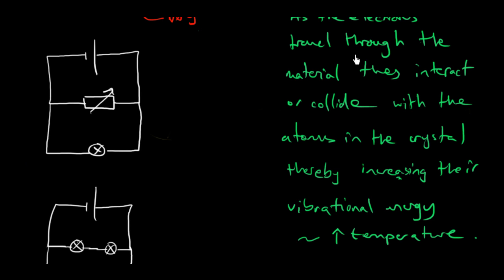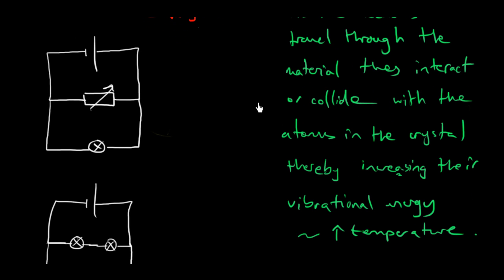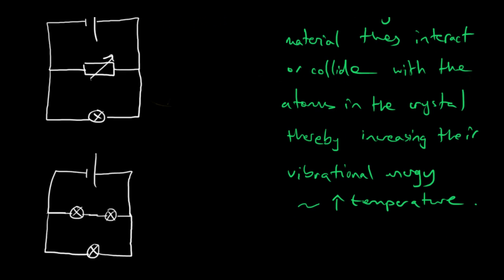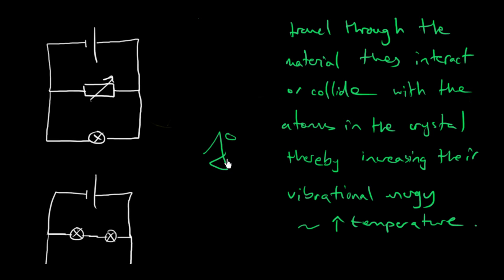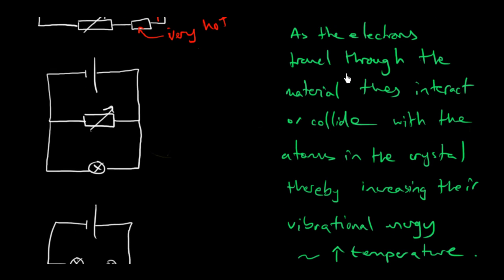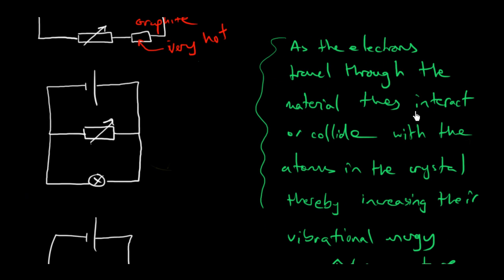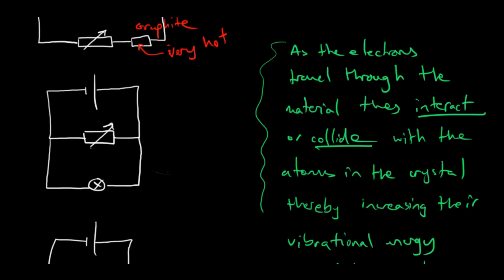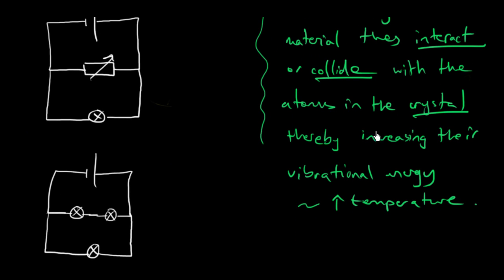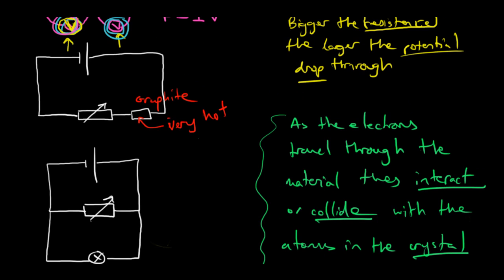So that's better if you understand it, so you don't have to remember it word by word. You can explain it in your own words. The best thing with these is to understand the way that it works and to have an idea of why it happens like that. But the key words are what is important to remember. You can remember interact and collide, either one you can say. You can remember the atoms in the crystal, that's another key word, thereby increasing their vibrational energy, which raises the temperature. Those are all the key words for explaining why the graphite gets hotter.